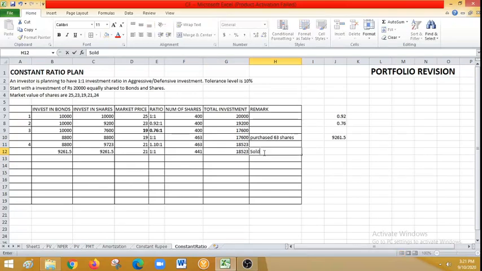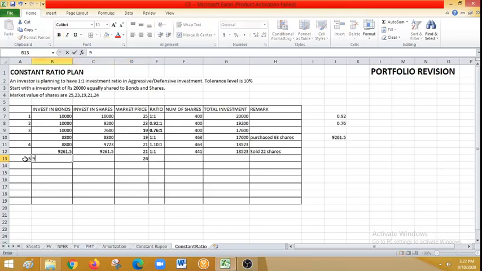Okay, sold 22 shares. Earlier I made a purchase when the ratio was down. I am now selling when the ratio is higher on the equity side, right? So 463 minus 441, so it is 22. Sold 22 shares. At what price? I have sold the shares at 21 rupees. Clear? Fine. The fifth one. What is the fifth price? The fifth price is 24. Okay.